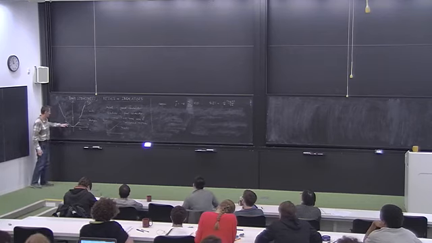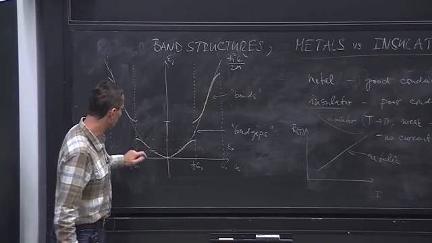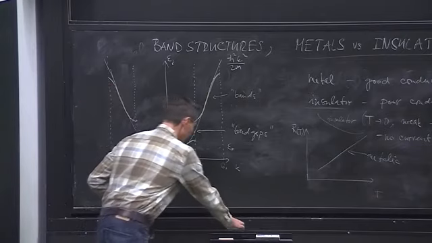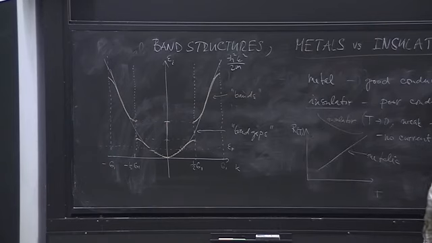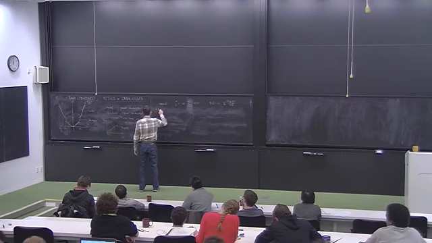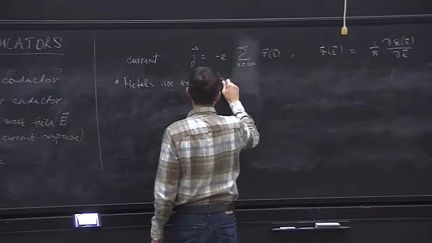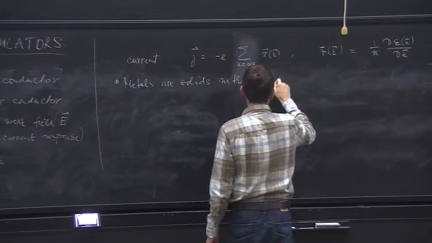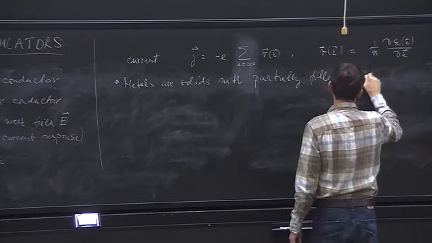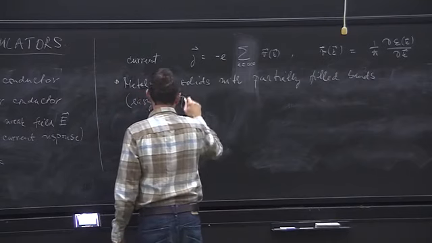When I have a partially filled band, I can do this easily, right? It costs me just an infinitesimal amount of energy to promote an electron from a state just below the Fermi level here to above the Fermi level there, and I can easily produce a current. So I conclude that metals are solids with partially filled bands, easy to produce.